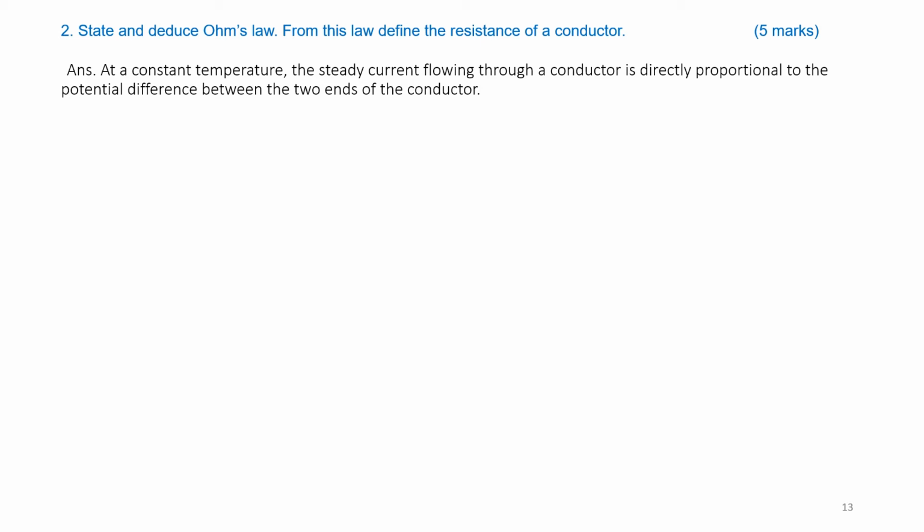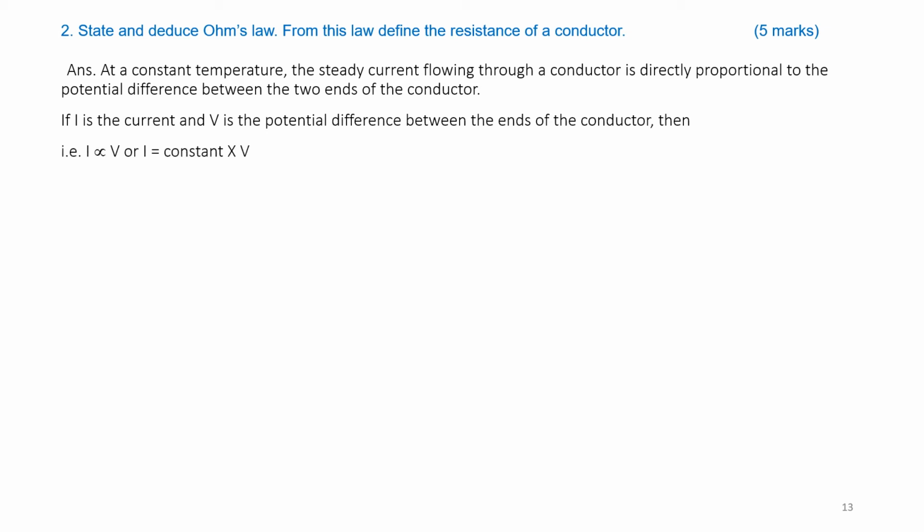At constant temperature, the steady current flowing through a conductor is directly proportional to the potential difference between the two ends of the conductor. If I is the current and V is the potential difference between the two ends, then I is proportional to V, that is, current is proportional to the potential difference, or I is equal to a constant times the voltage. This constant equals 1 by R, that is conductance. Therefore, I is equal to V by R, or V is equal to IR.